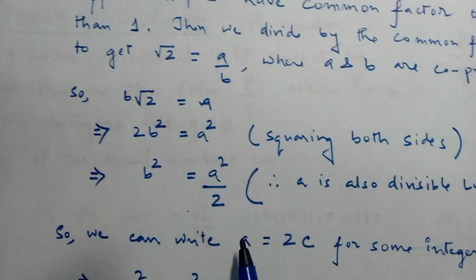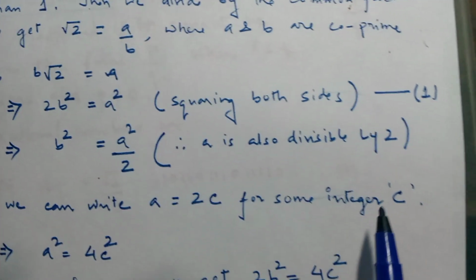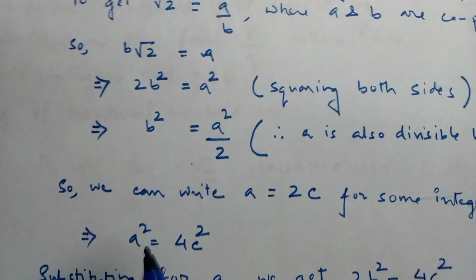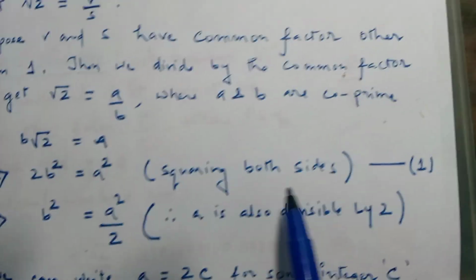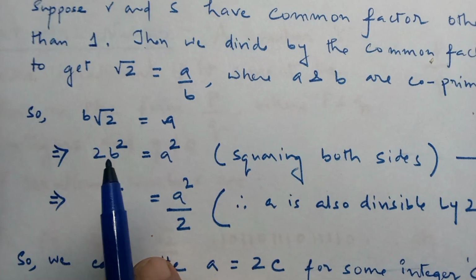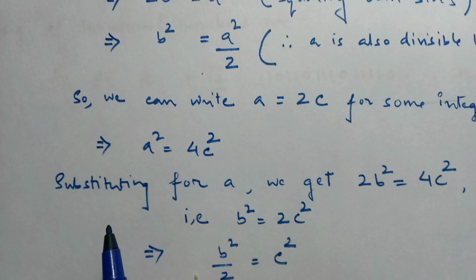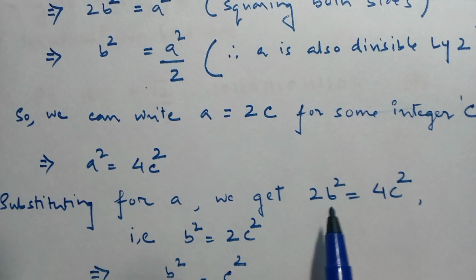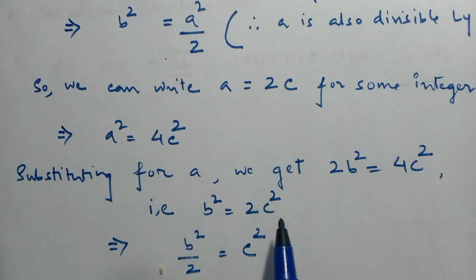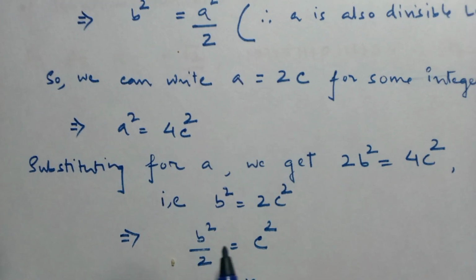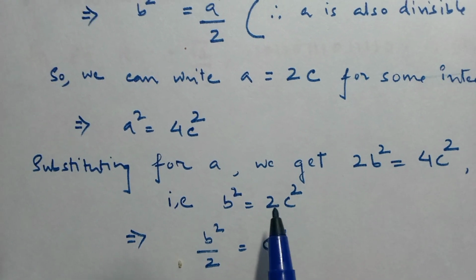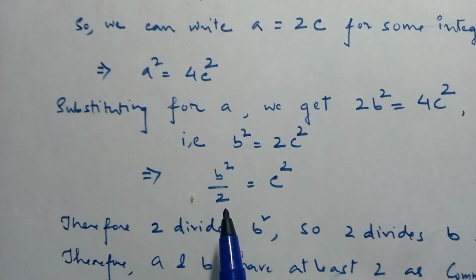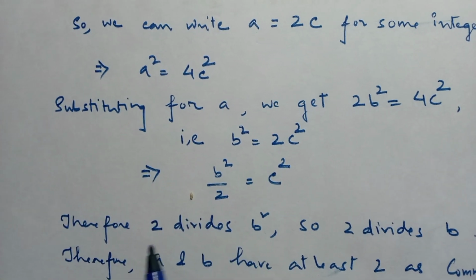So we write a equal to 2c, assume, for some integer c. Now squaring both sides we have a square equal to 4c square. Now replacing this value of a square in equation 1, we have 2b square equal to 4c square. Now by dividing both sides by 2, we have b square equal to 2c square. That means b square is divisible by 2, that means b is also divisible by 2.